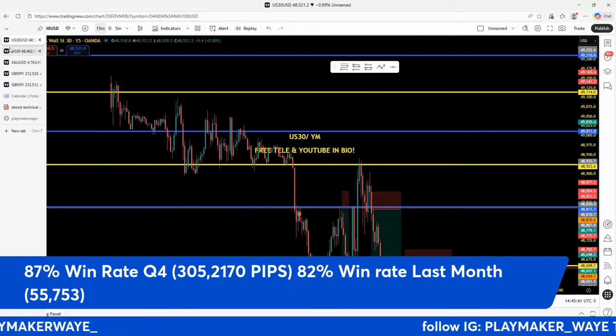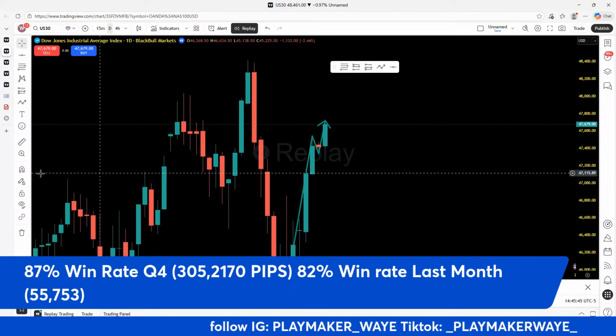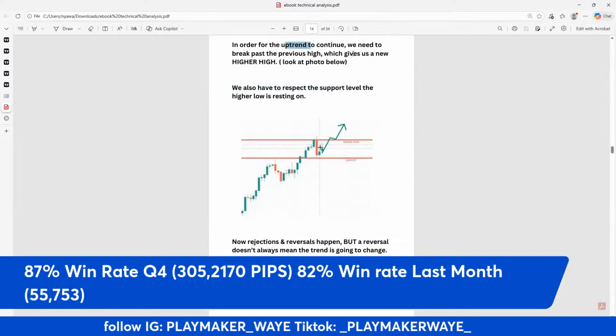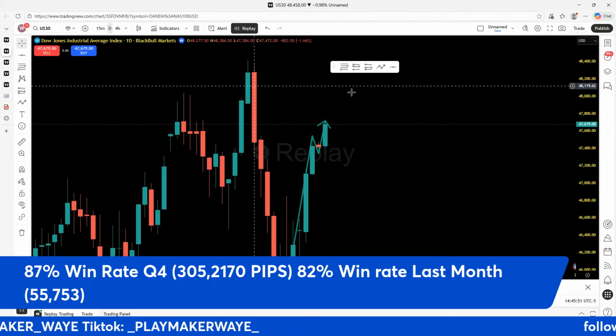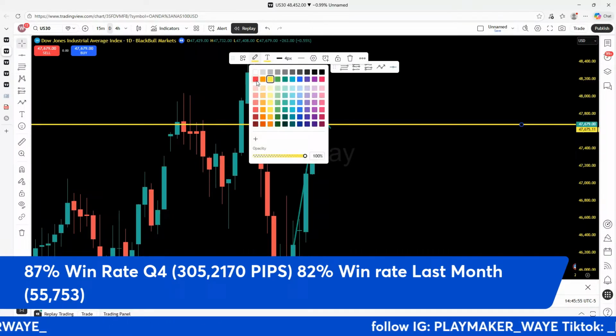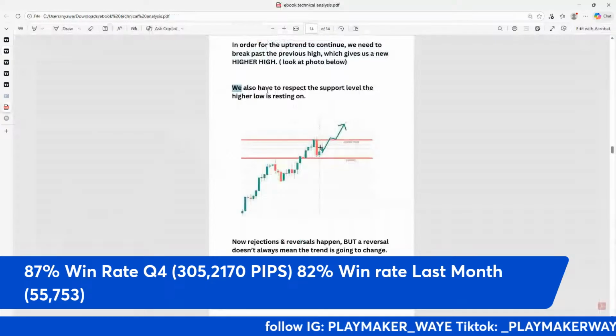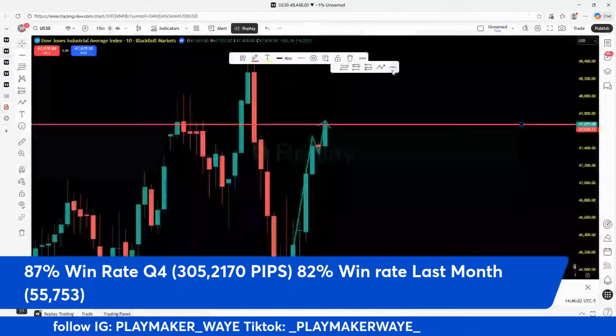So if we're looking for buys, we need to maintain support levels and break resistance levels and turn them into support. Like it says right here, for the uptrend to continue, we need to break past the previous high, which gives us a new higher high. So this right here would be the higher high. And then what does it say next? It says we also have to respect the support level the higher low is resting on. And that would be right here.